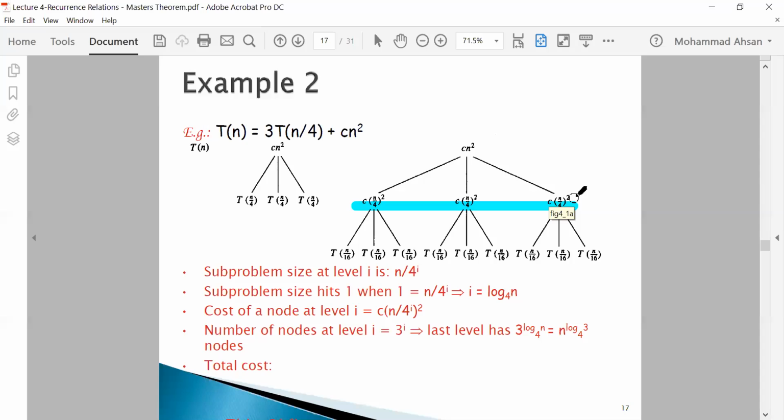Okay, now how do we get the height of a tree? If you remember, we calculate the sum of all the nodes at every level, and then that is equal to n. If you go back to how we calculated the formula here, Tn is 3T(n by 4) plus cn square.